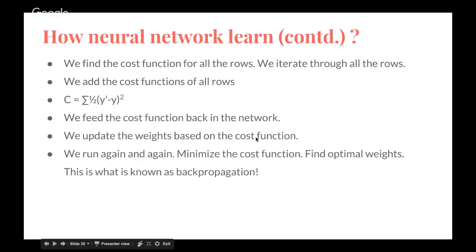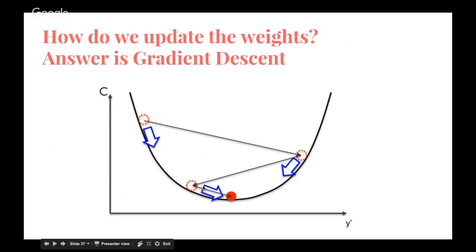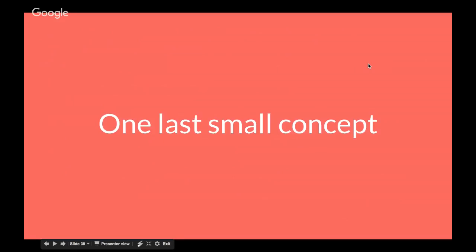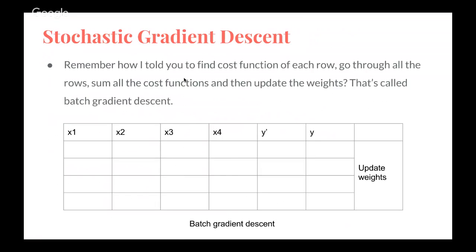Okay, so just remember this image. We find the cost function, we update these weights, and these weights are updated using gradient descent. There is one small problem here, that we might not get a cost function like this always. So we use something called stochastic gradient descent.